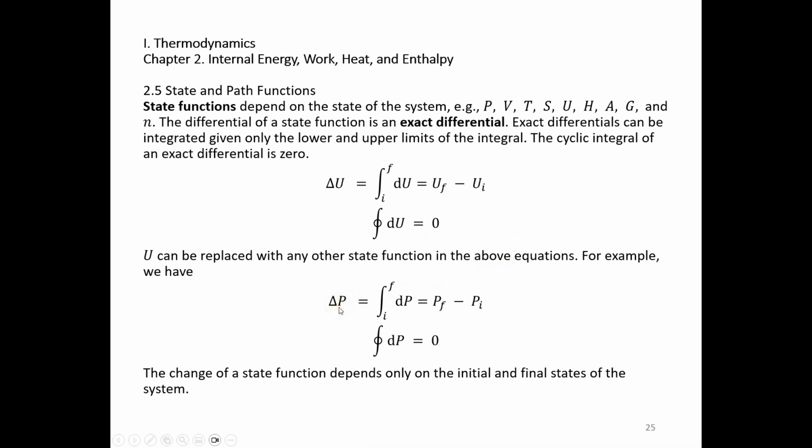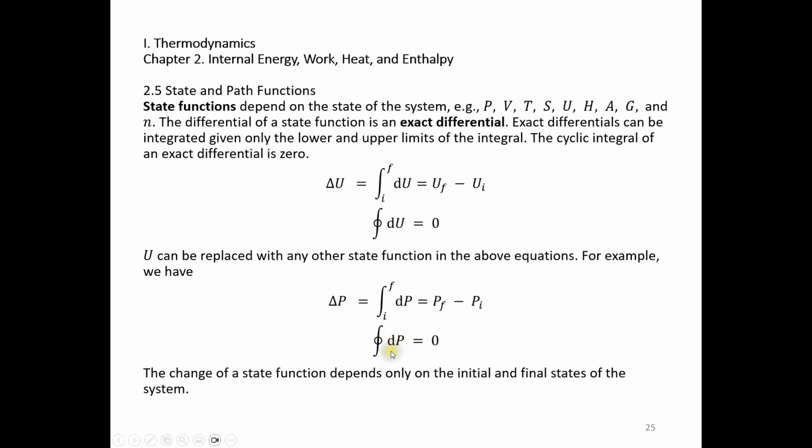We know the change of the pressure is just the integral of dP from initial to final, or simply final pressure minus initial pressure. We do not have to know how the pressure changes from 1 bar to 2 bars. We just know delta P is 2 bars minus 1 bar. That's it. The cyclic integral of dP is zero.